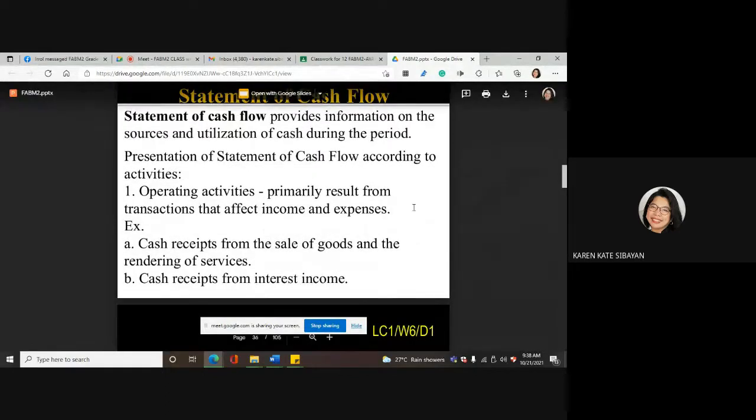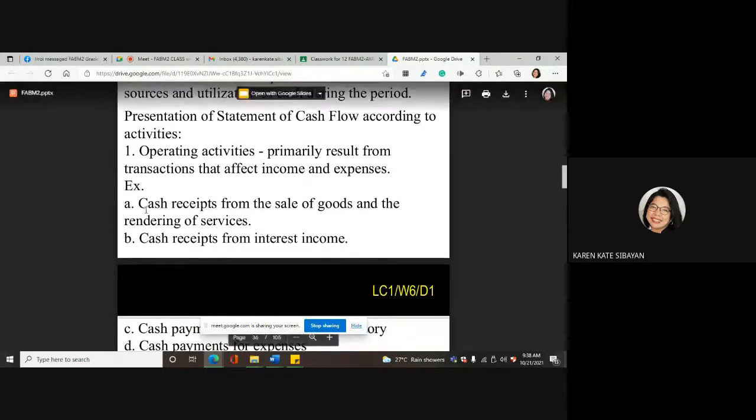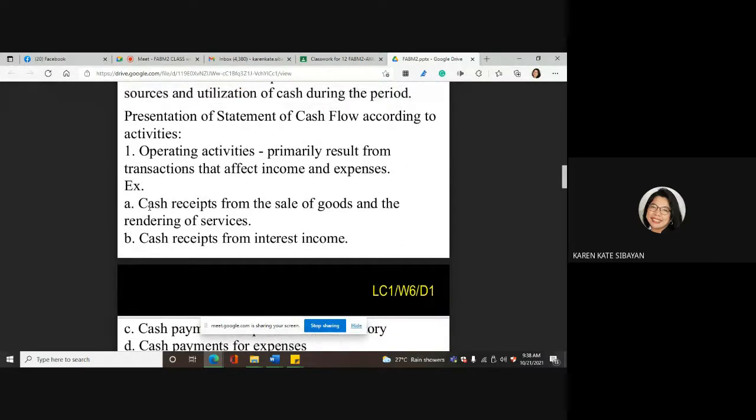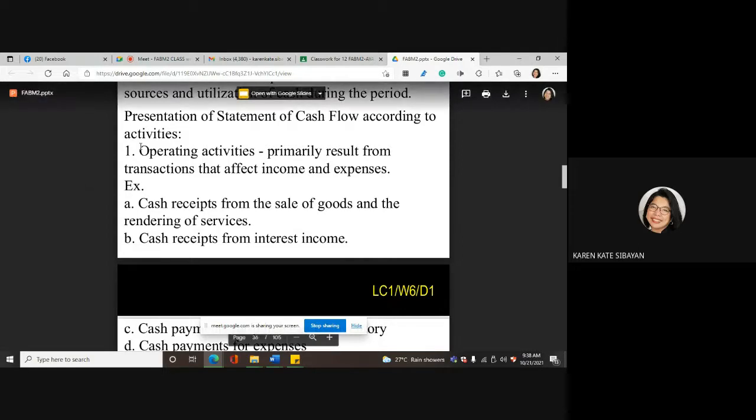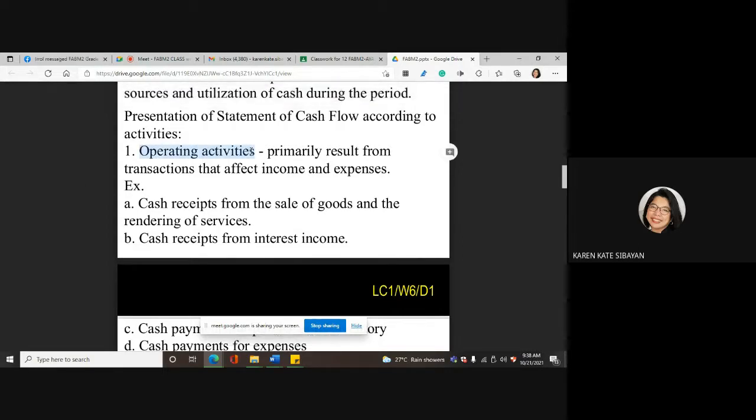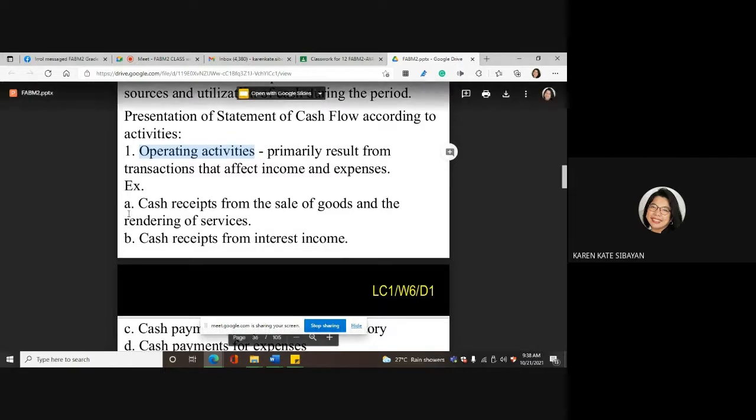So anything or any activities related to a transaction that affects income and expenses, ito yon. Ang activities na doon is operating activities. Okay? Ito yung mga example.